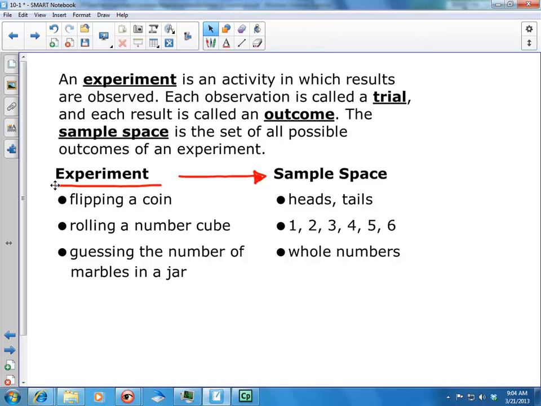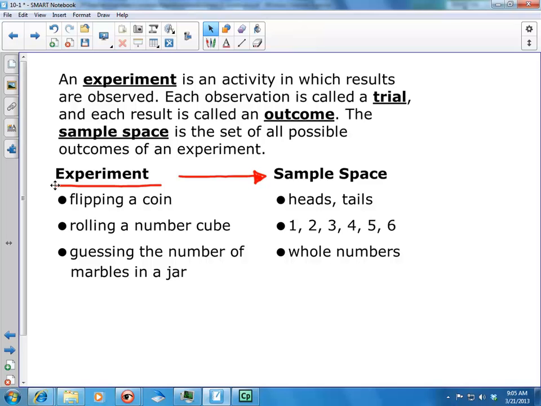Okay, like flipping a coin, the sample space for flipping a coin is going to be heads and tails because those are the only two possibilities you could have whenever you flip a coin. Rolling a number cube, which is a dice, the sample space can be 1, 2, 3, 4, 5, or 6. So on and so forth.